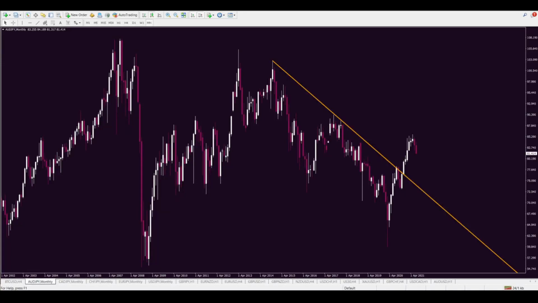And today I'll be doing technical analysis and setups on 5 pairs, and they are Australian JPY, CADJPY, Swiss JPY, EURJPY, and USDJPY.